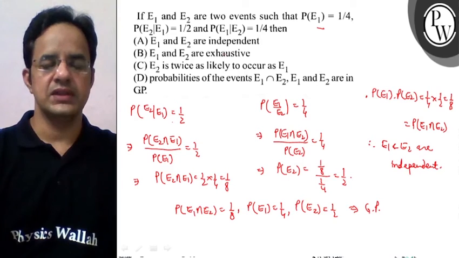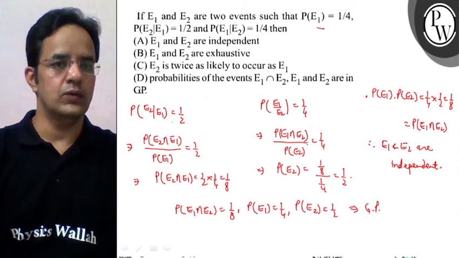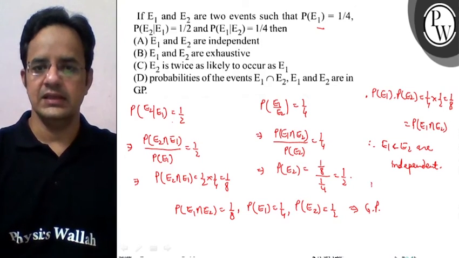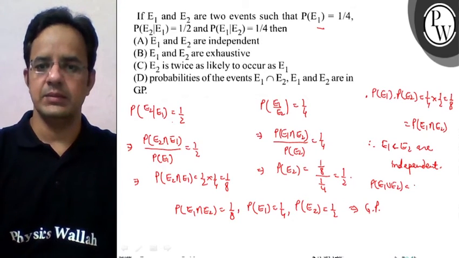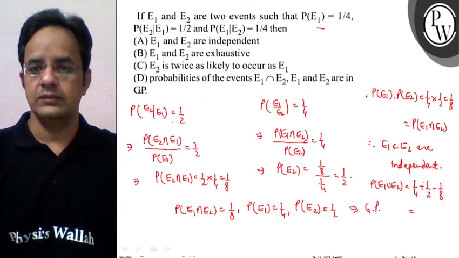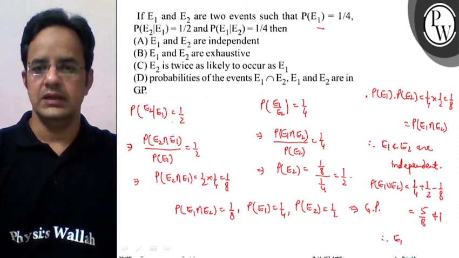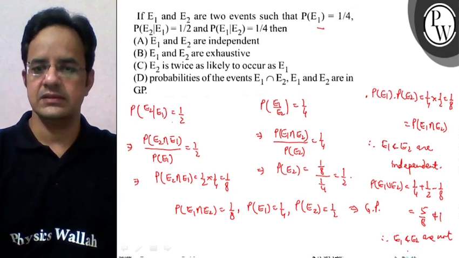Now, are these two exhaustive events or not? For that, the probability of E1 union E2 should be equal to 1. The probability of E1 union E2 is given by the probability of E1 plus the probability of E2 minus the probability of E1 intersection E2, and it is equal to 5 upon 8 and not equal to 1. So therefore E1 and E2 are not exhaustive events.